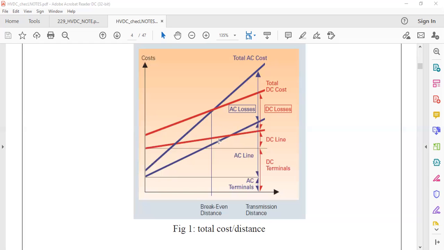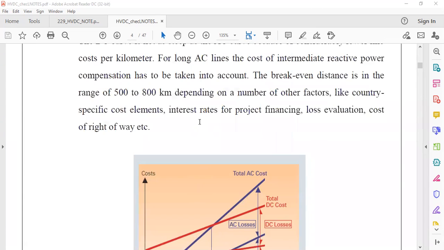Here this is the cost, and this is the AC line and this is the DC line, right? From this point, as the distance increases, the DC line losses will be reduced, right? So these are the main important advantages compared to AC, right?